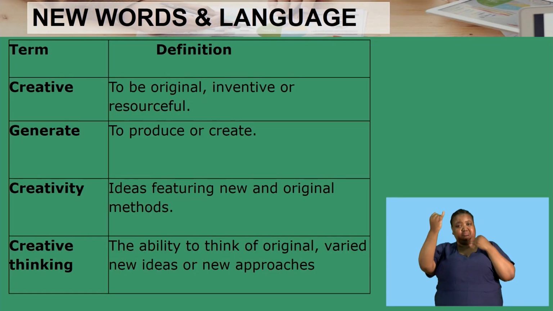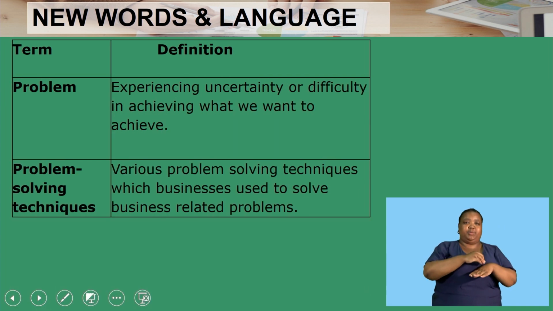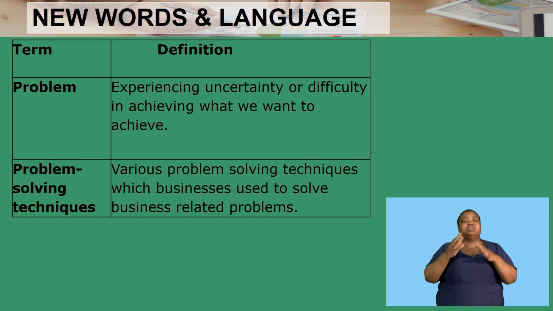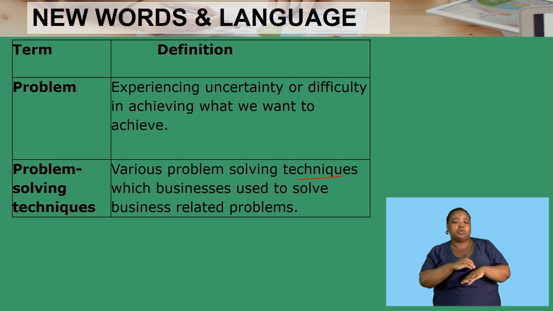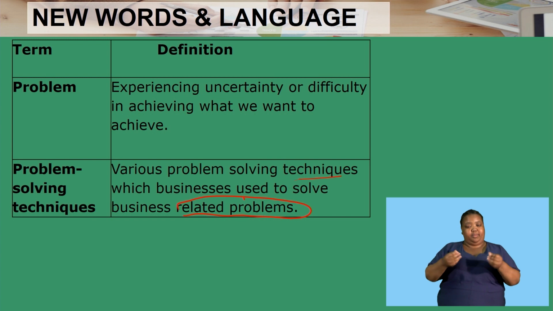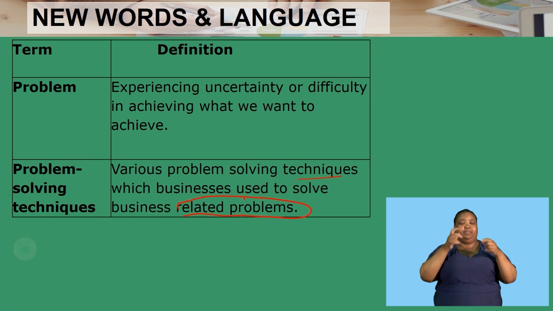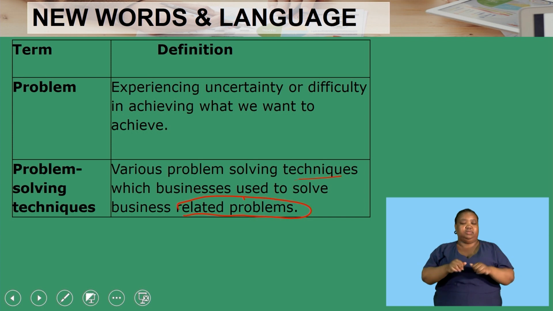All right. We also came across these words here. Creative, we spoke about it being original, inventive, or resourceful, to generate creativity, ideas featuring new and original methods. We also came across creative thinking. Like I said, we defined it as the ability to think of original, varied ideas or new approaches. These are the other words that we came across: problem and problem-solving techniques. We said problem-solving techniques are the various techniques which businesses can use to solve business-related problems. So these are the words that we came across in this particular topic, problem-solving and creative thinking.